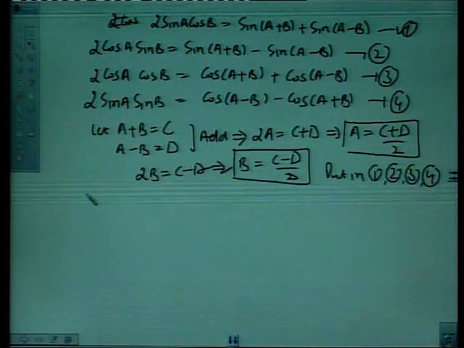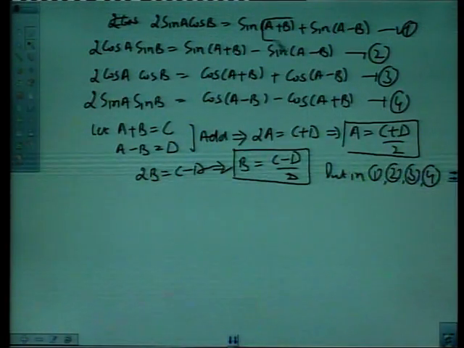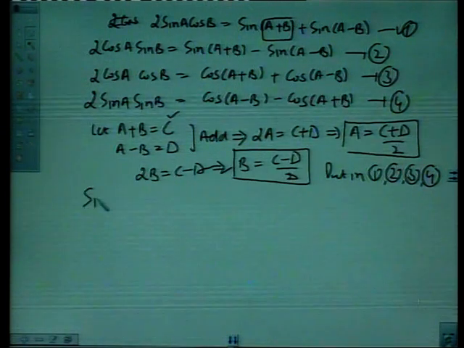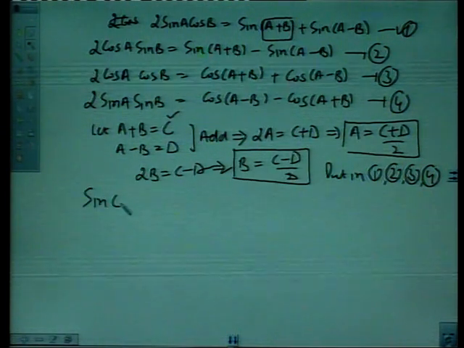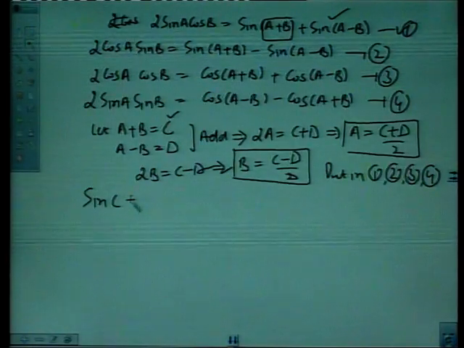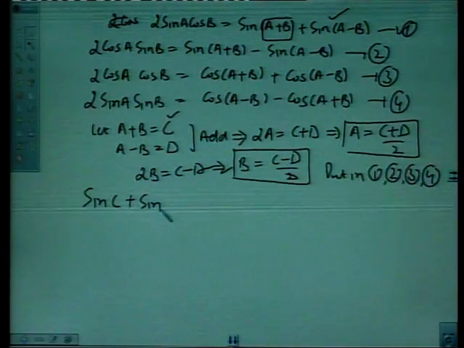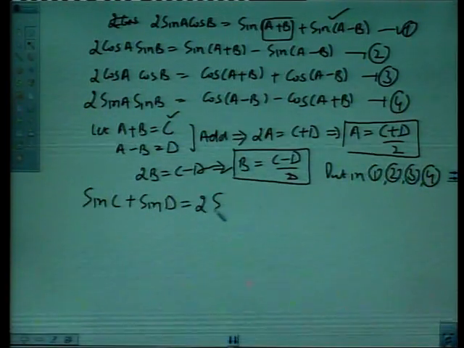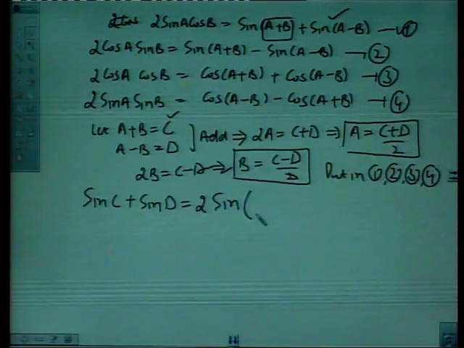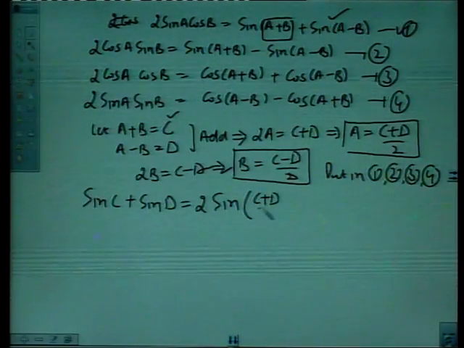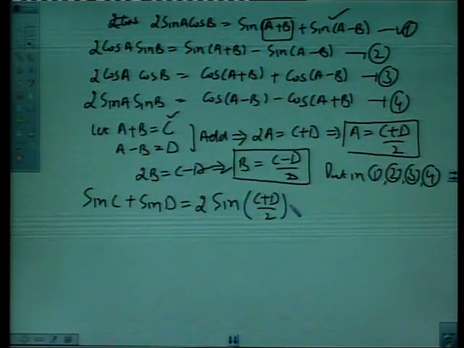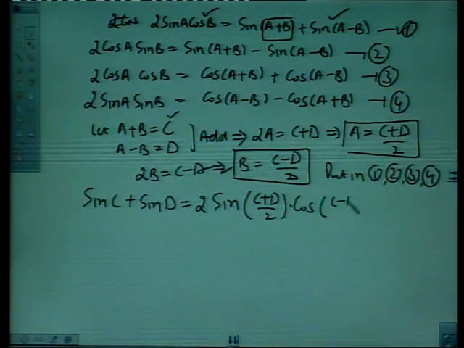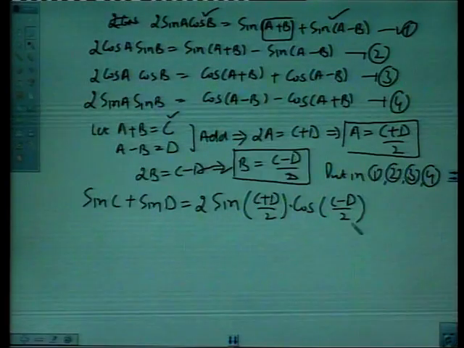So what is sin(A plus B)? What is A plus B? A plus B is C. So sin C plus sin(A minus B). A minus B is D. So sin C plus sin D is equal to 2 times sin A. What is sin A? A is (C plus D) by 2, into cos B. What is the value of B? B is (C minus D) by 2.